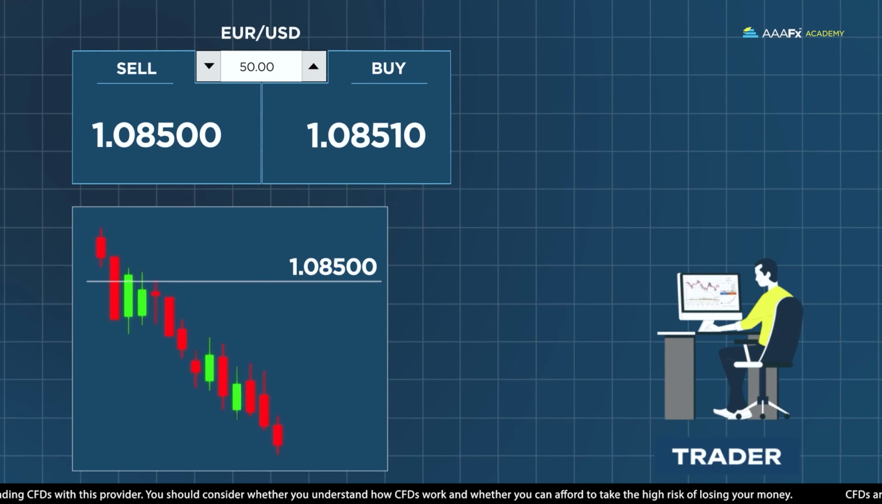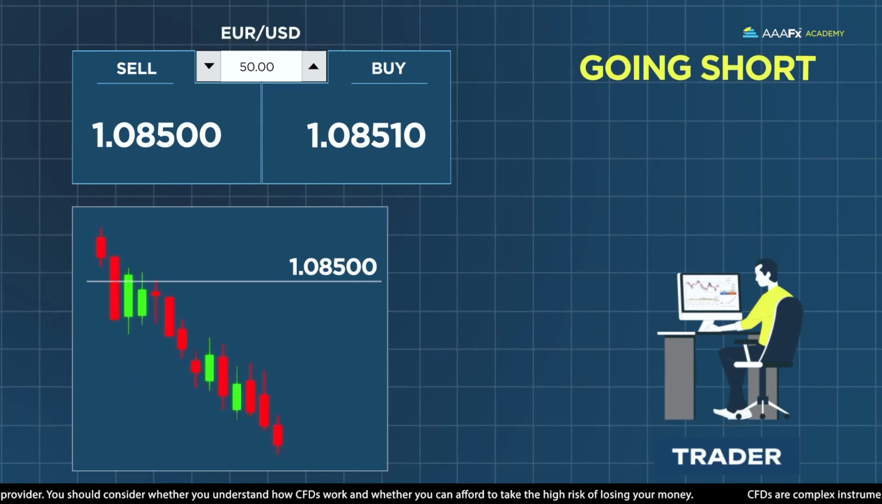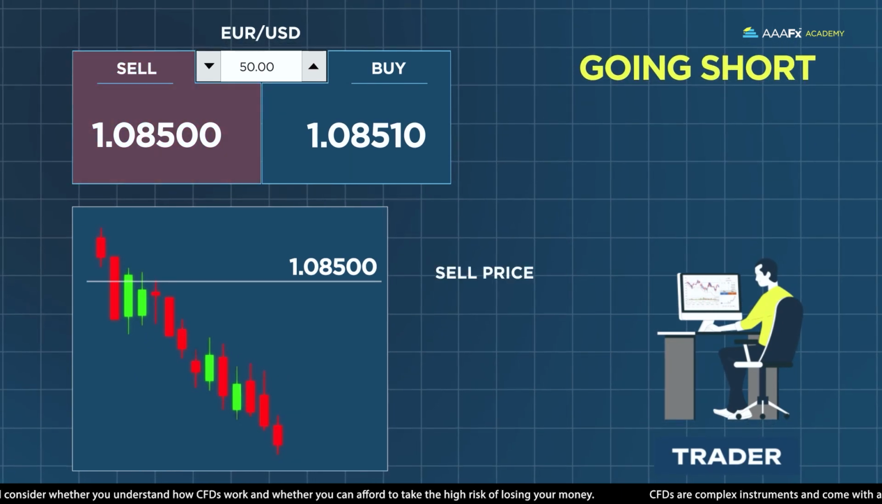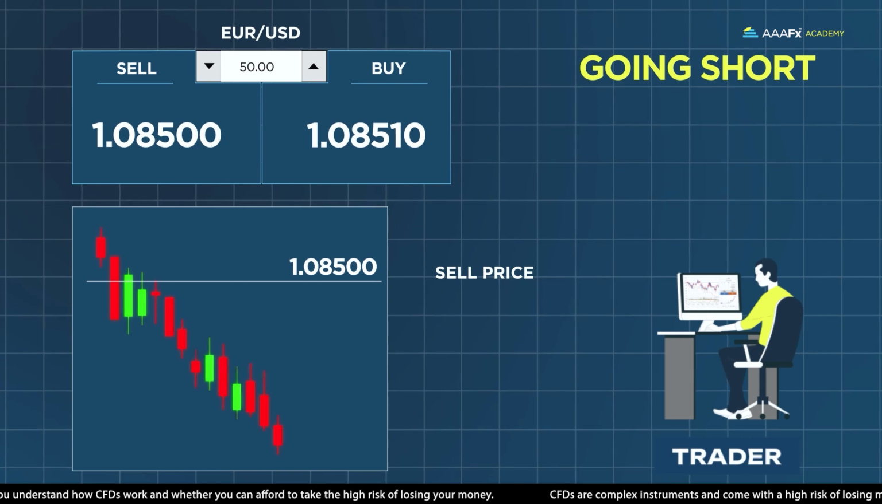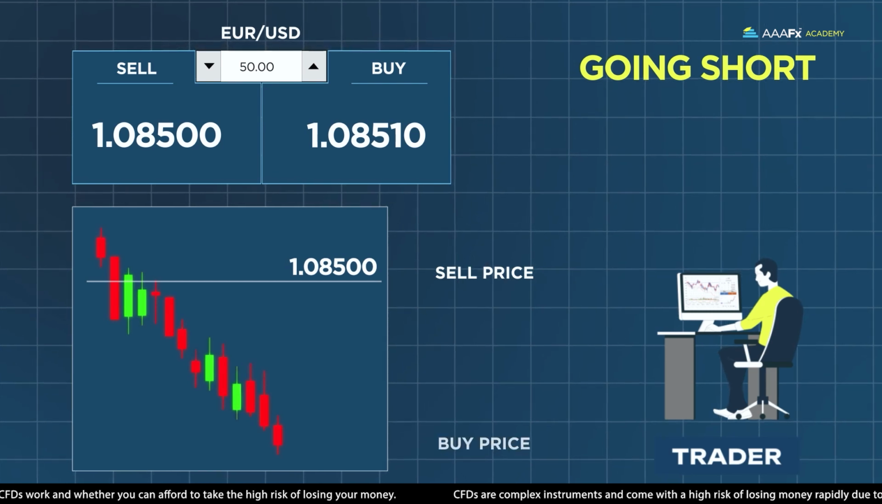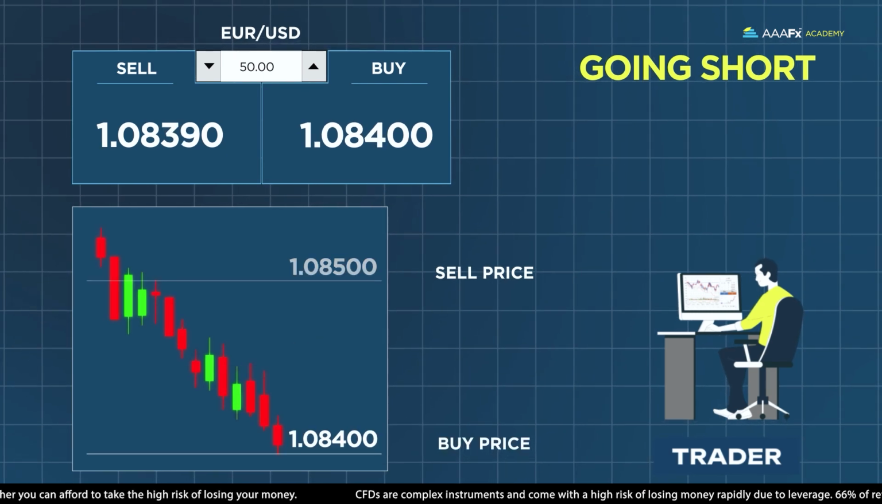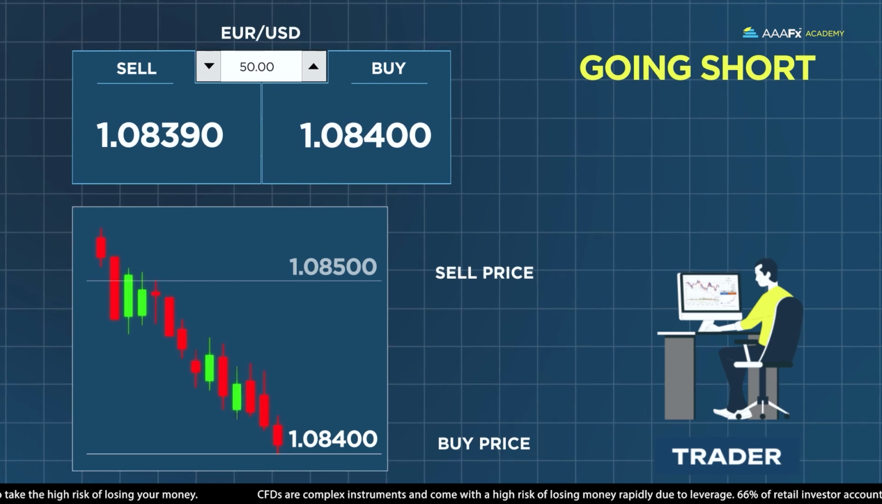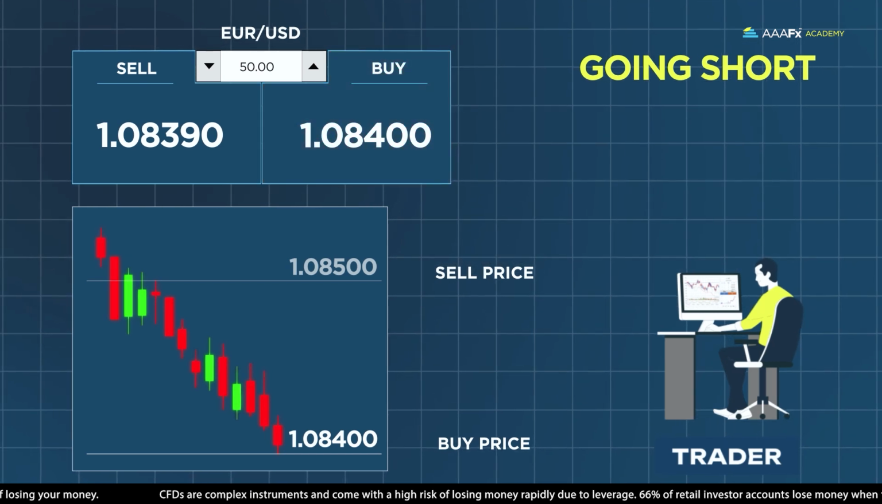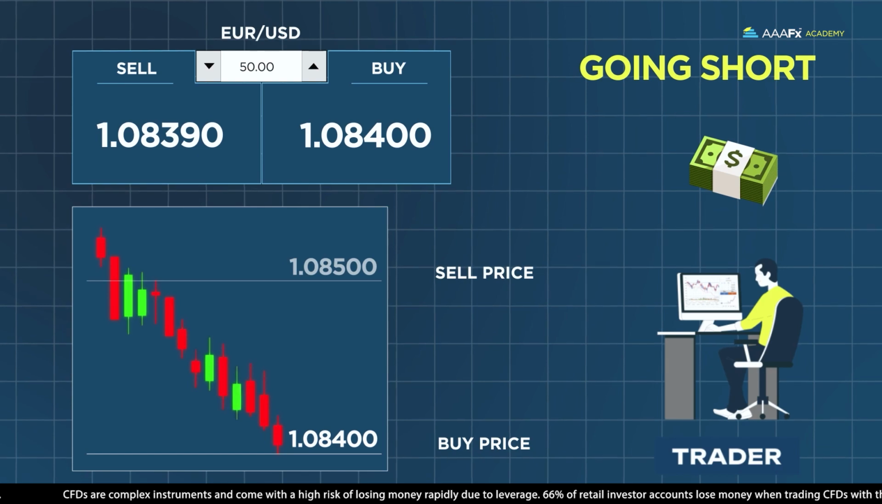Continuing with the Euro USD example, if you go short, it means you're selling the pair at the current rate of 1.08500. If your prediction holds and the price drops to 1.08400, you can buy the pair back at this lower rate, profiting from the decrease.